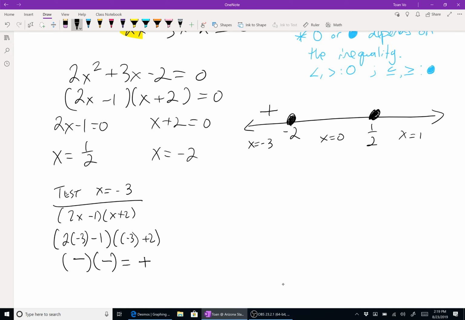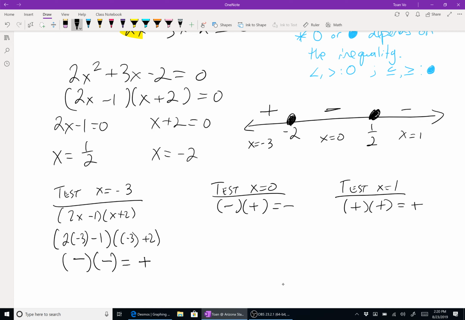Yeah. So is it okay if I fast forward through the test? Yeah. Let's test x equals 0. If you're wondering, hey, whoa, you're going too fast. Where are you getting these? All I'm doing is just plugging it in and calculating. So plugging a 0 for the x, 2 times 0 minus 1 is negative. 0 plus 2 is positive. Negative times a positive is a negative. Let's test x equals 1. 2 times 1 minus 1 is positive. 1 plus 2 is positive. Positive times positive is a positive.